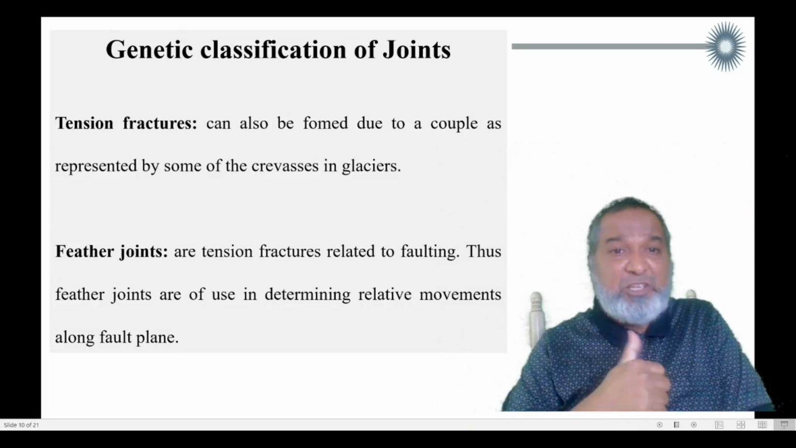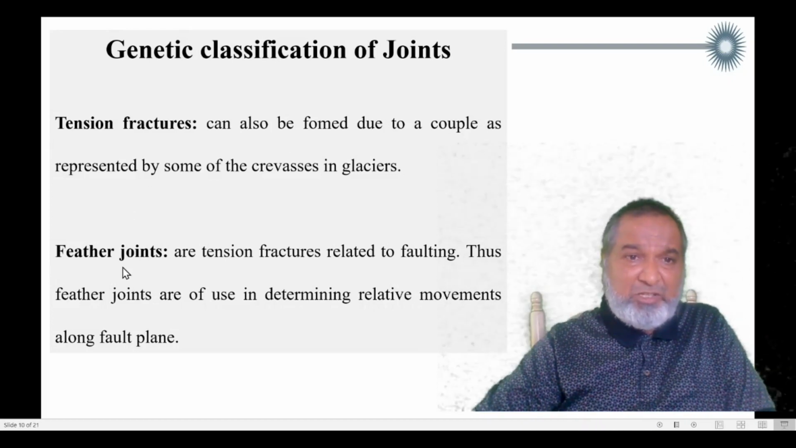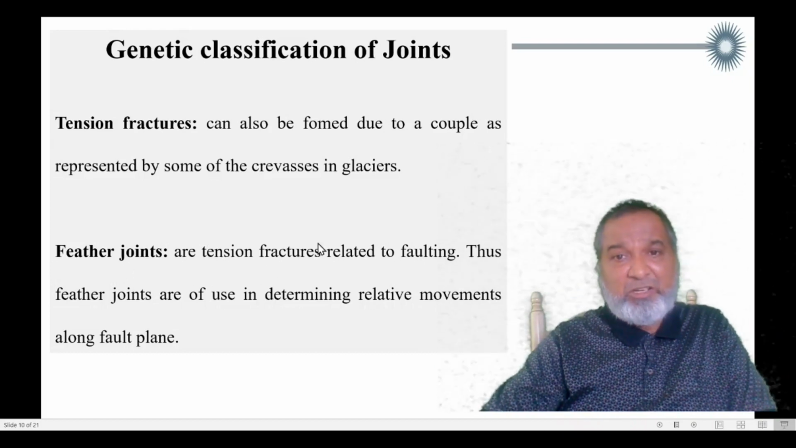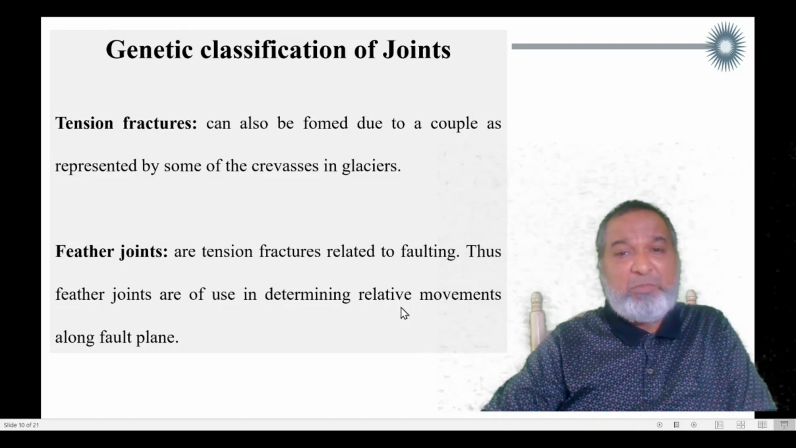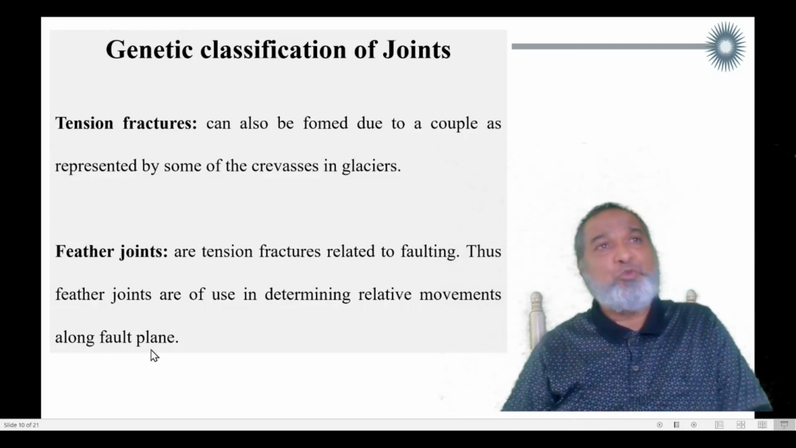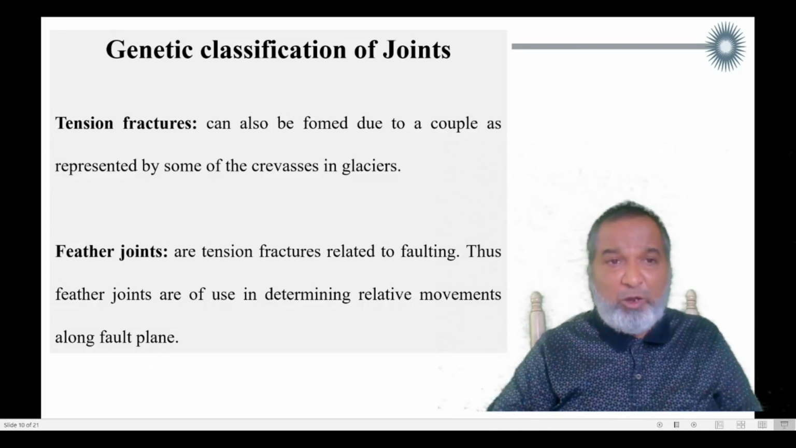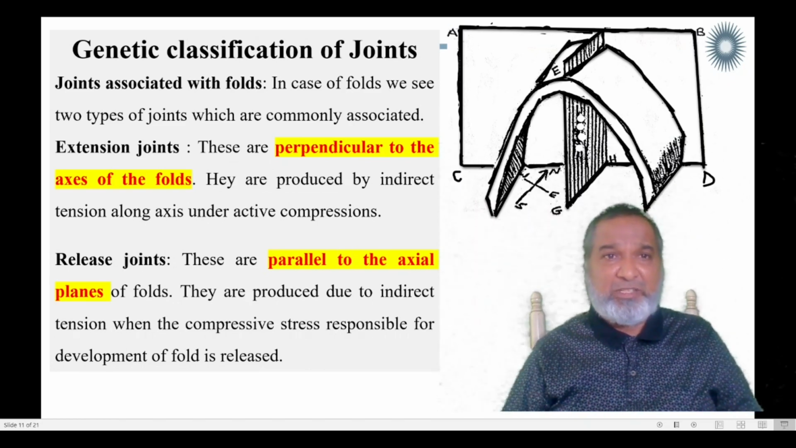Next one, feather joints. This is a very important one. This will be asked: tension fractures, feather joint, for one mark. Are the tension fractures related to faulting? Thus, feather joints are used in determining relative movement along the faults. These are used to measure how much relative displacement has taken place along the fault. So feather joints are important.